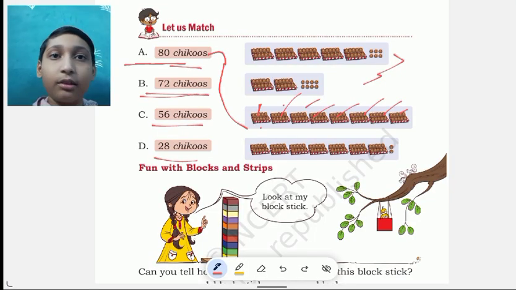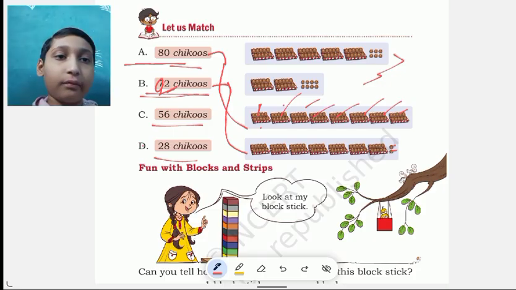Then we got 72 chikus. And by the way, this is another trick. So ignore this tens digit and just see how many ones there are. There will be 7 trays of 10 and 2 loose chikus. So there's 1, 2. So I have to match it with that.